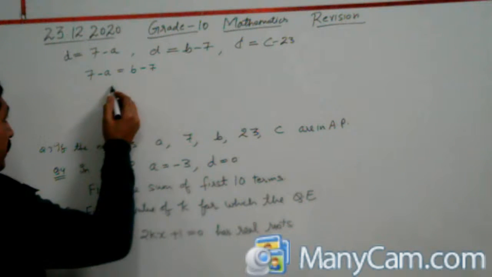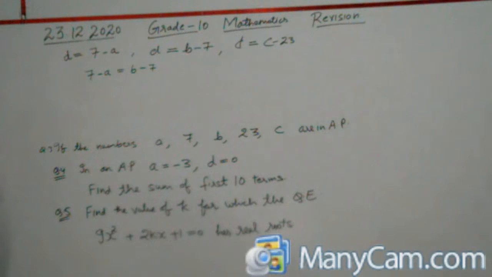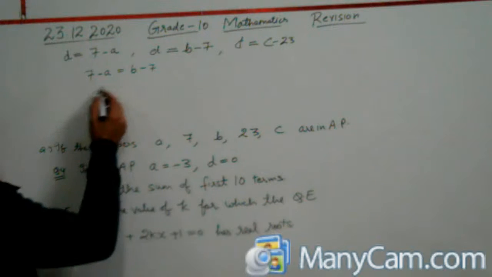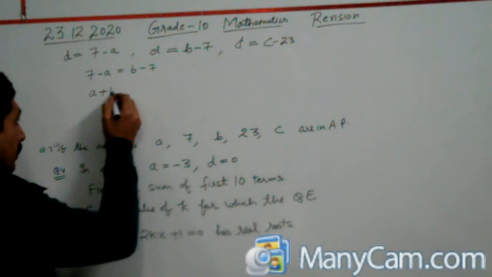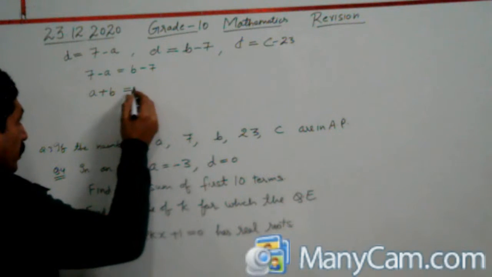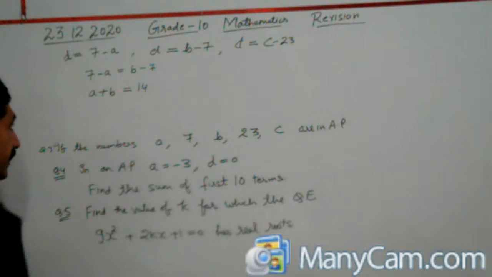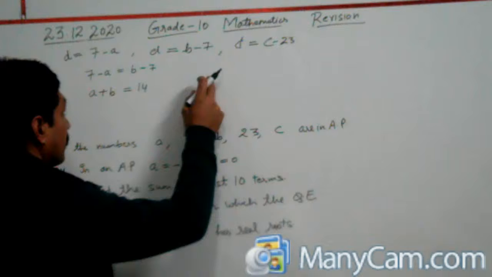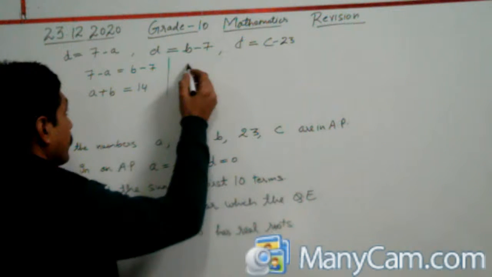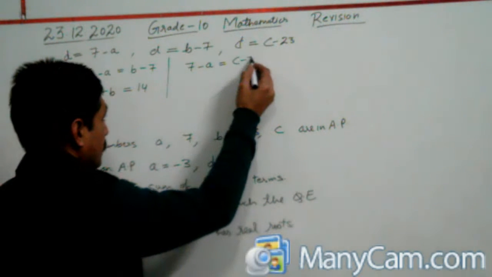So what we have, we can write here that A minus of A, or we can write here A plus B. A plus B is equal to, because here A is positive, so it is equal to 14. A plus B is equal to 14, and in the same way we have from first and third, this is 1, second is your 7 minus A is equal to C minus 23.